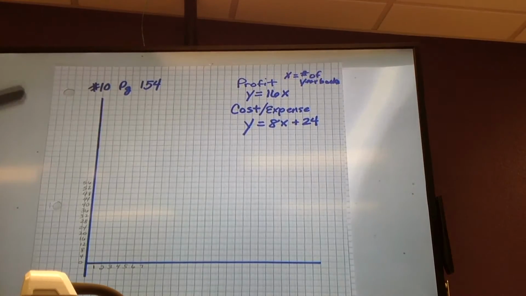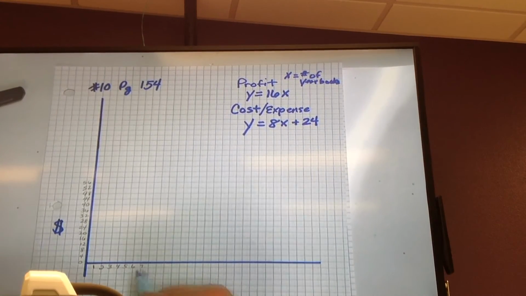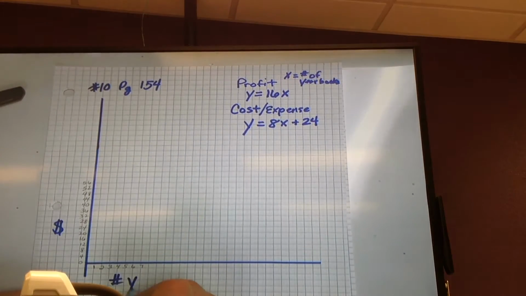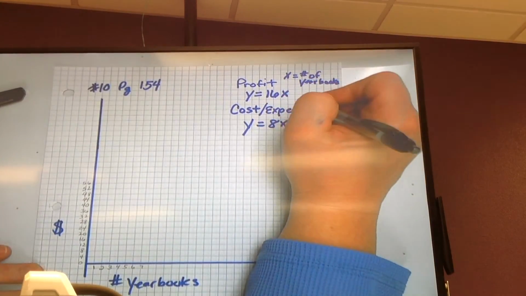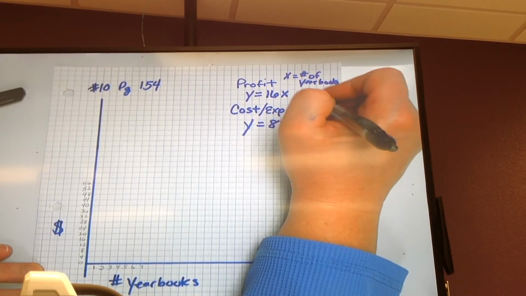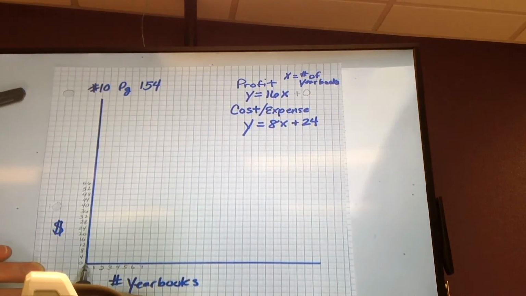And then I'm going to label this. This is the amount of money we're talking about. This is the number of yearbooks. And when I'm graphing this, remember you have a y equals mx plus b equation here. If you need me to, you could write a plus 0 here. So that means you would start at the 0.